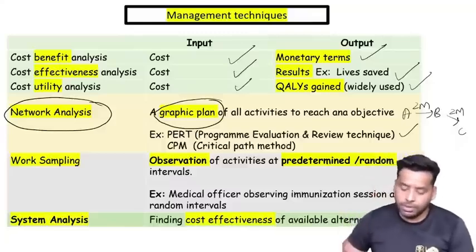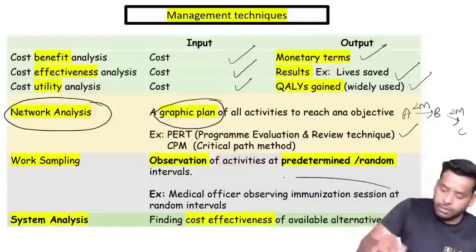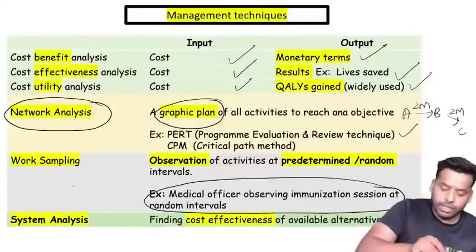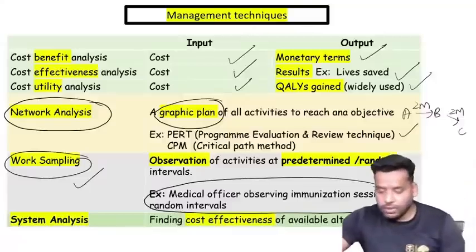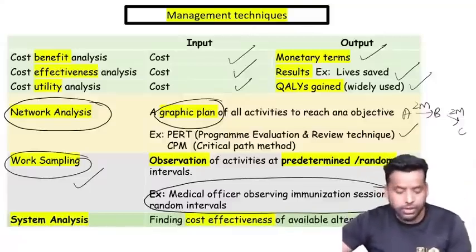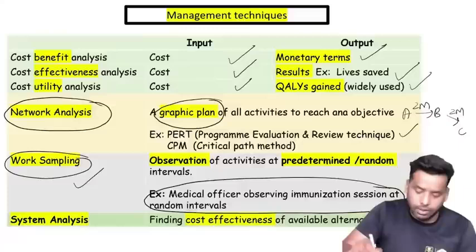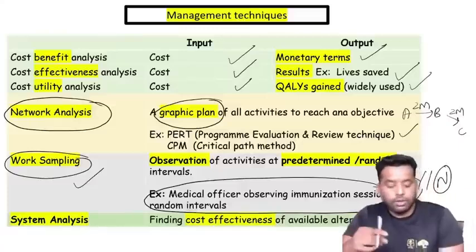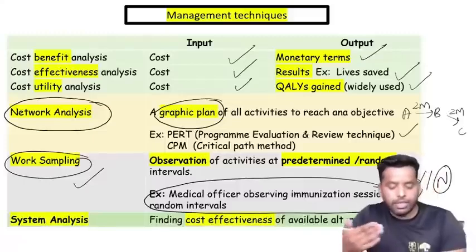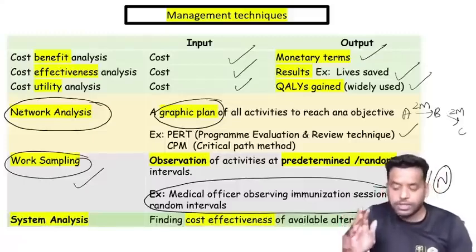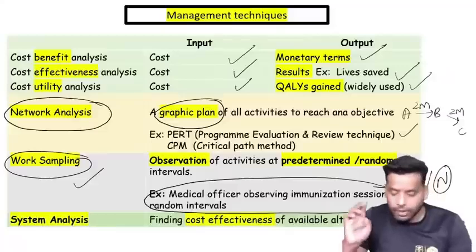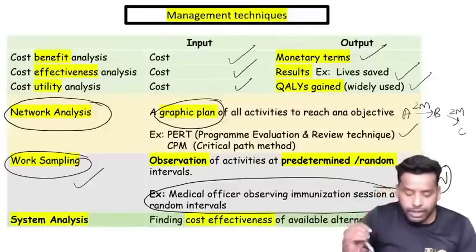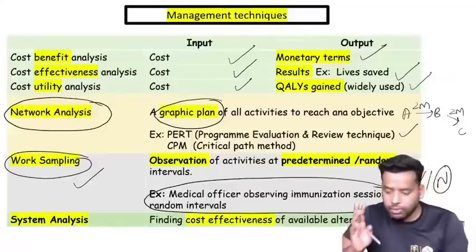Doctor is coming and observing immunization session at random intervals. Medical officer is coming and checking how interns are working. Example I am telling. First they have to check whether interns are there or not. Yes or no, they have to check first. If they are yes, then they have to do all these things. How they are working, random intervals they are coming and checking. This is called as work sampling. Very important. Work sampling to improve the efficiency.